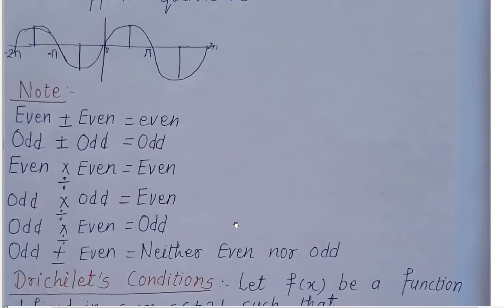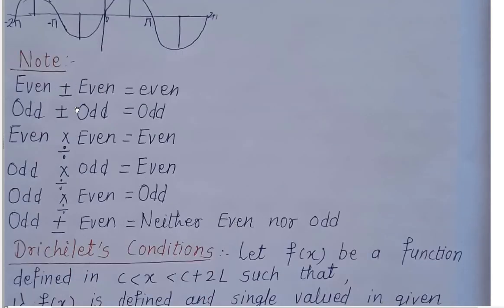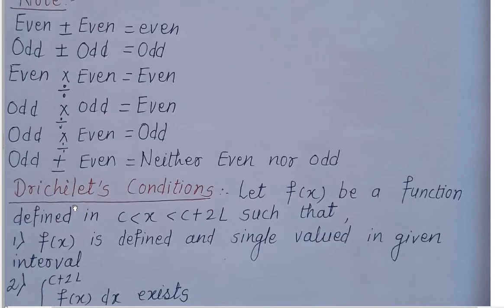Now some terms are there: addition of even functions, addition of odd functions, multiplication of even functions, multiplication of odd functions. So even plus or minus even is always even, odd plus or minus odd is always odd, even multiplied by even is even, even divided by even is also even. So these are some definitions of even and odd functions.